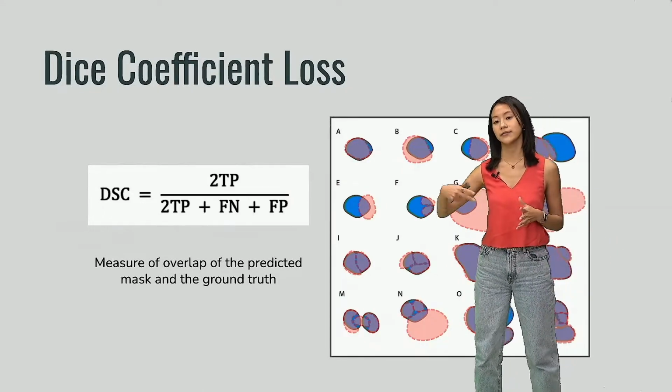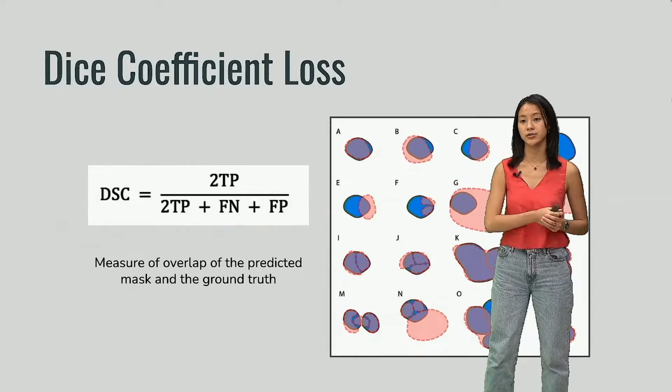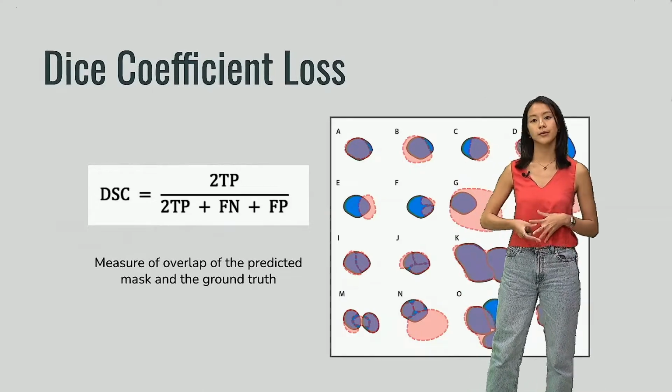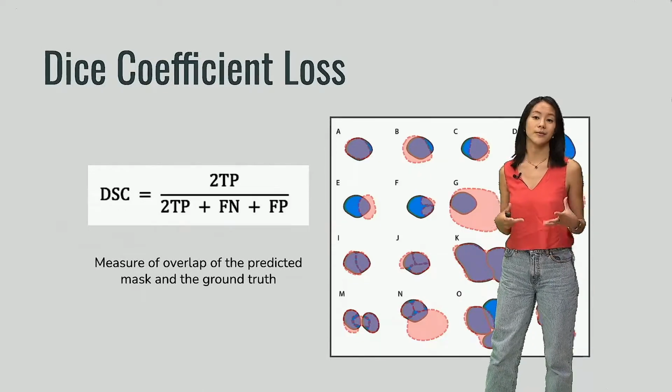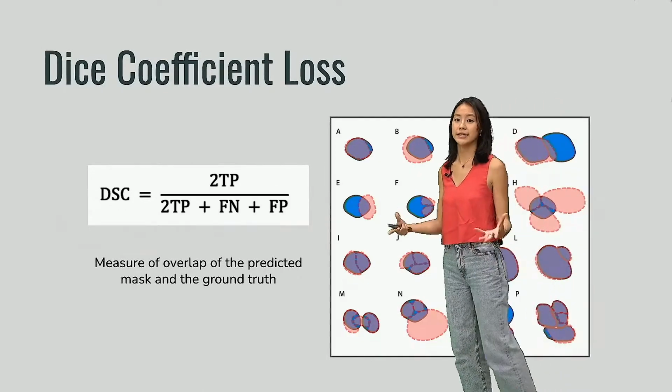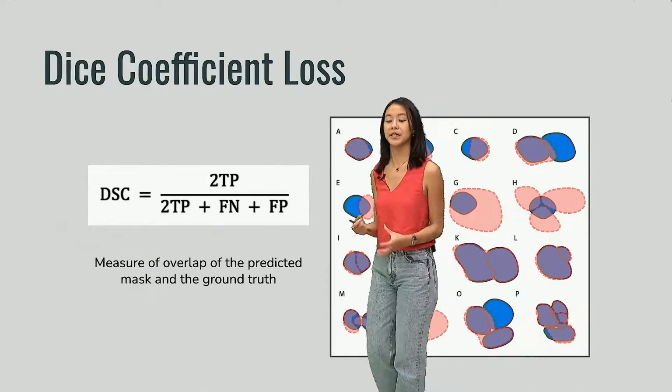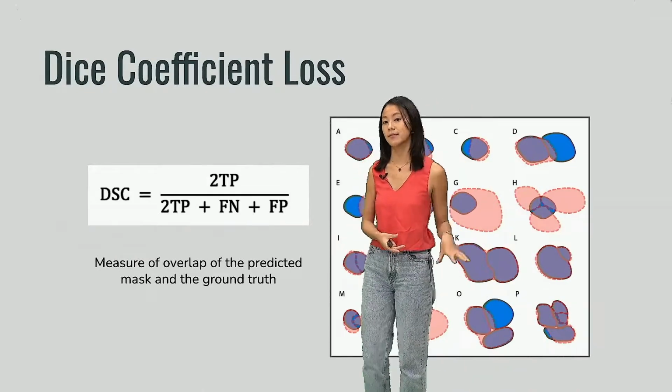There are a lot more different loss functions that are coming up nowadays to address more of these issues, but these are mostly the 3 different ones that I'd be introducing today that you would be encountering the most. So the first one is dice coefficient loss. This is a measure of the overlap of the predicted mask and the ground truth.